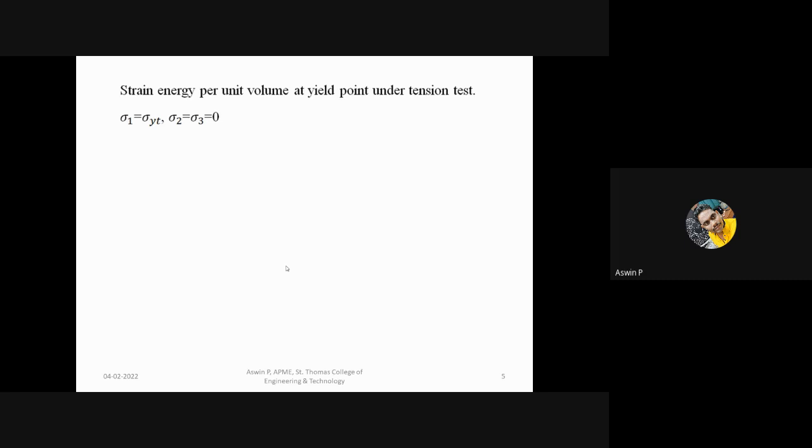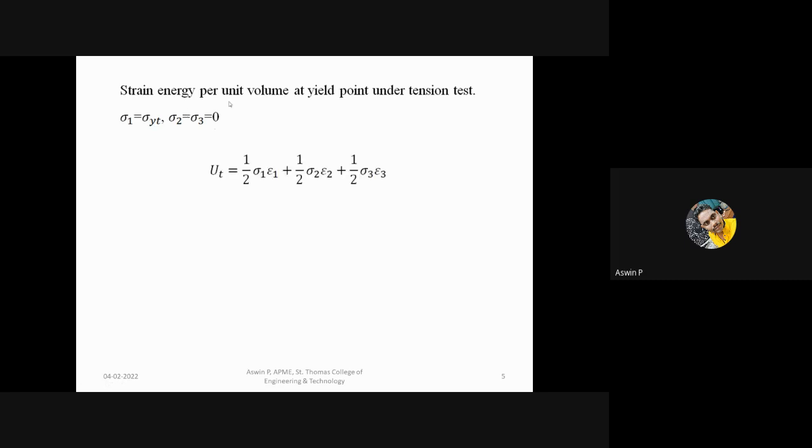By just looking at the equation, you can understand the derivation will be like this. This is the total internal energy, sorry, strain energy. After that, you need to conduct a tension test, since that should be equated with the tension test. When you are doing a simple tension test, you will get sigma 1 as sigma yt, and sigma 2 and sigma 3 will not be present in a simple tension test.